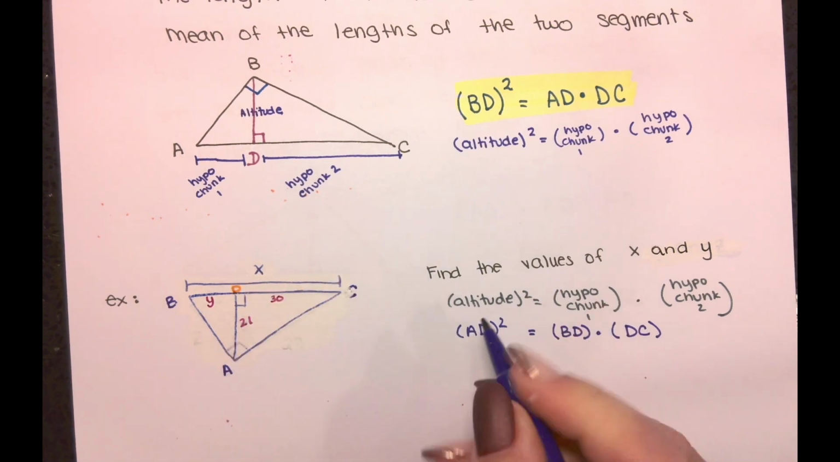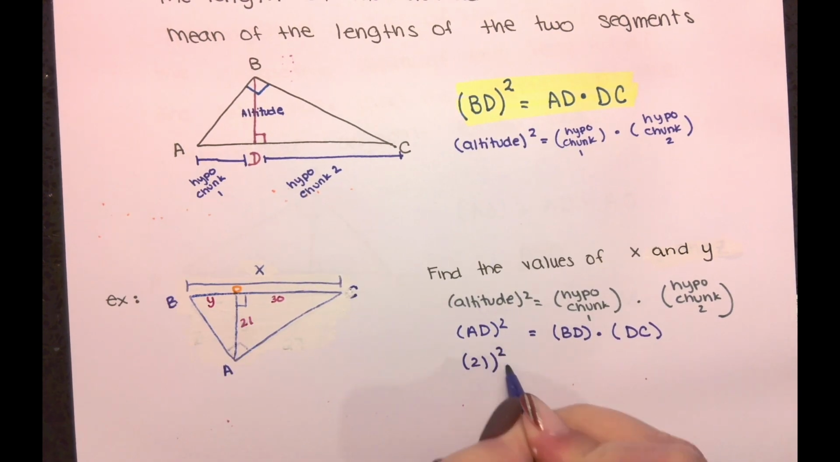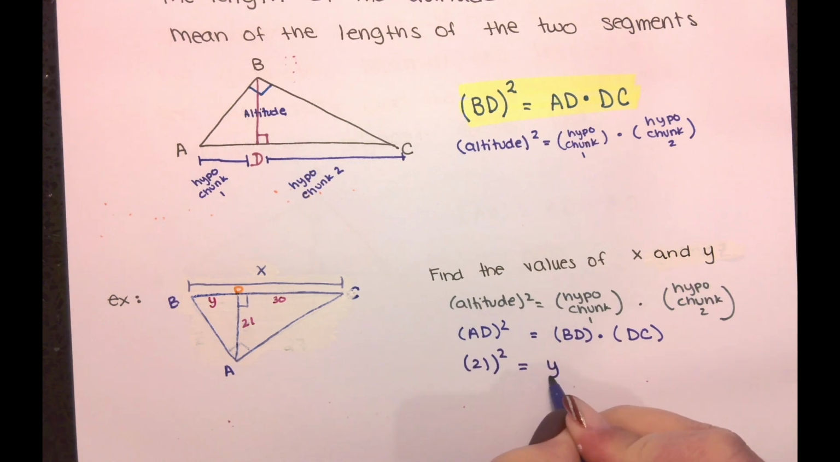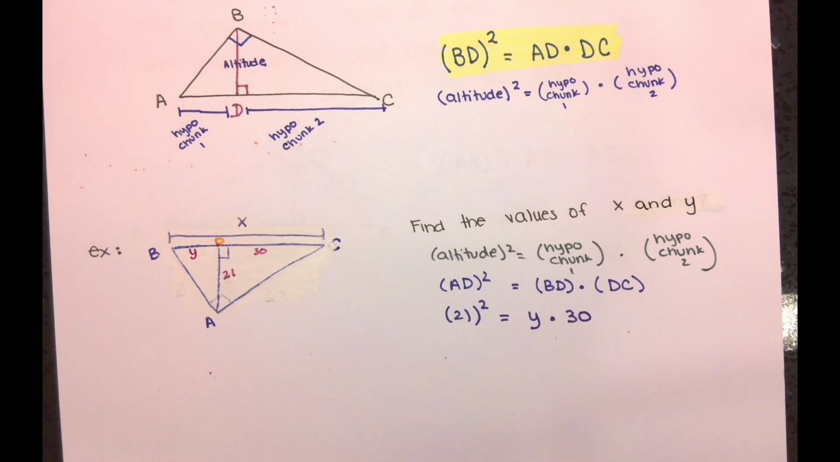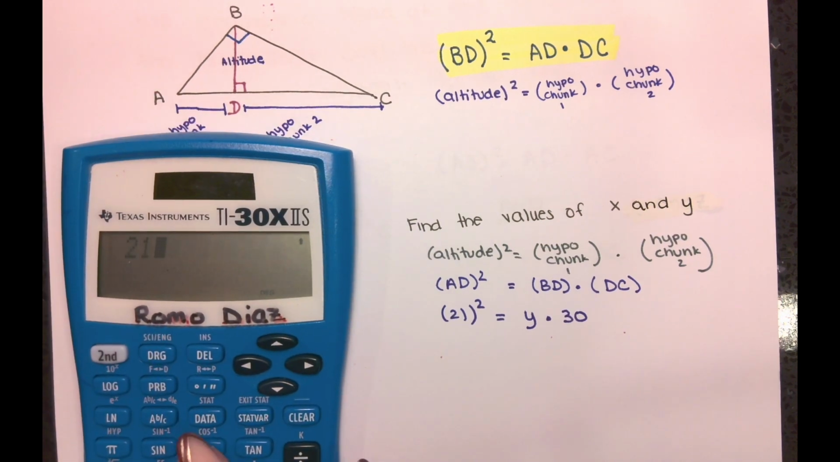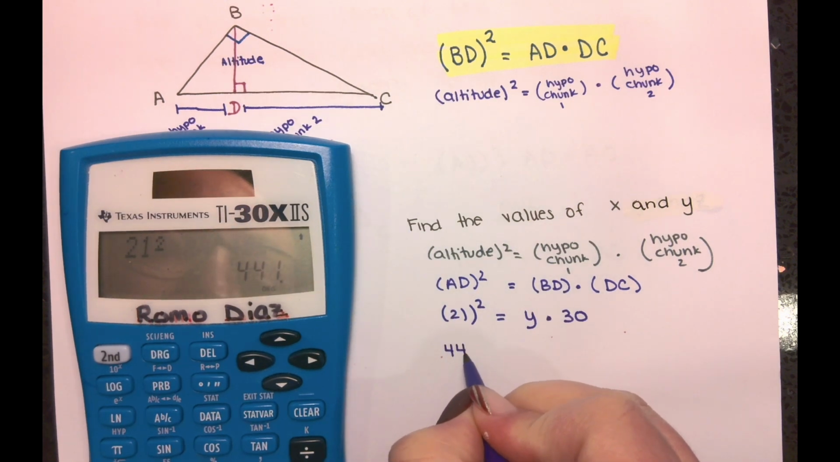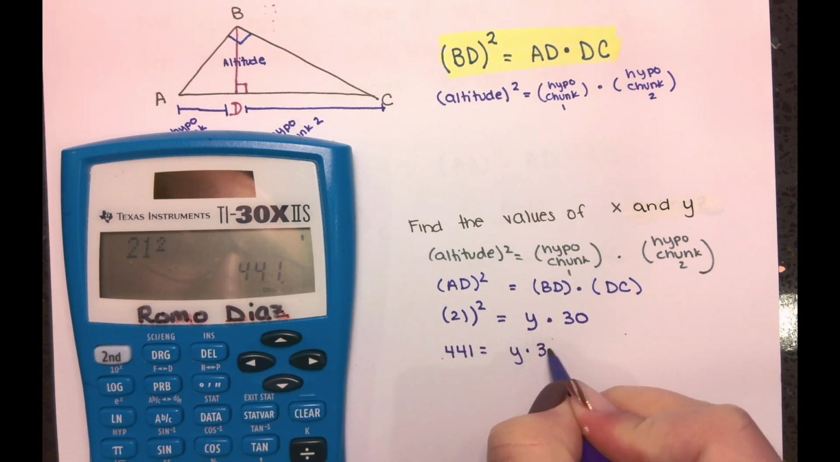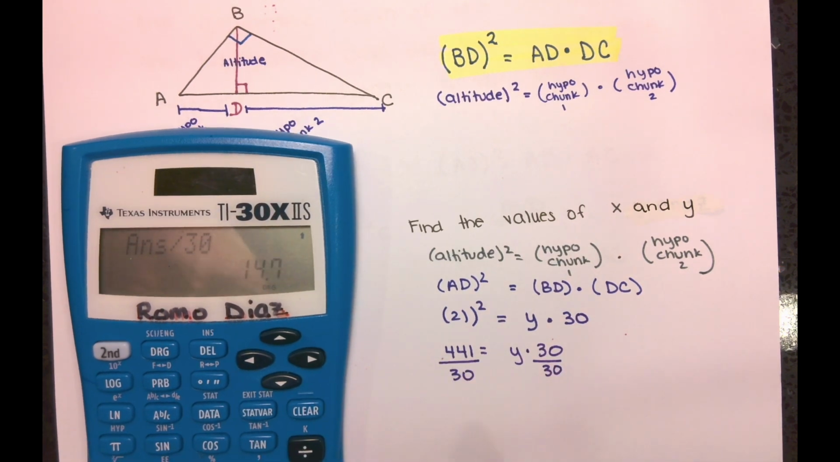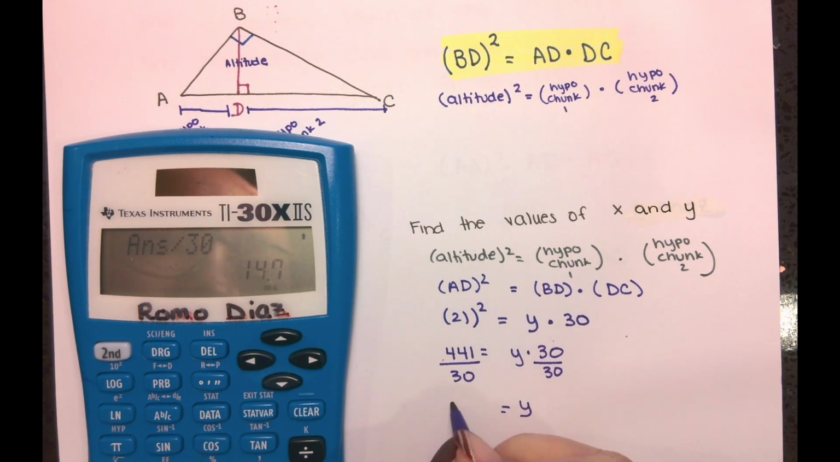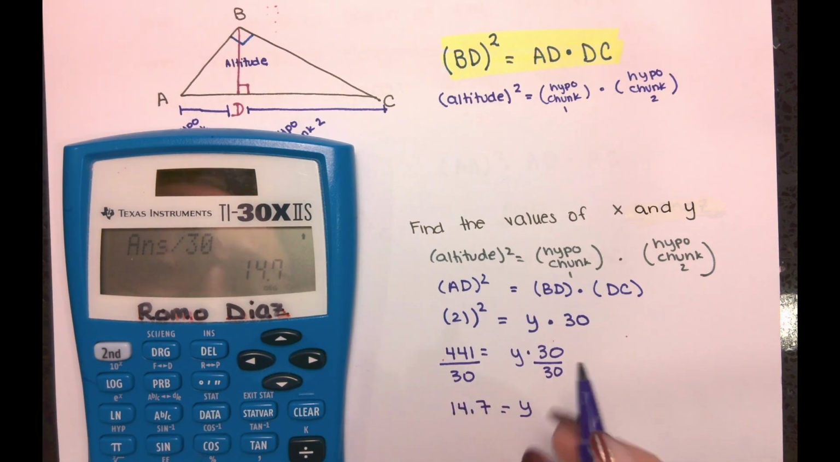So AD, our altitude, is 21 squared. The little chunk is Y. The larger chunk is 30. And so now we have set up an equation to solve for our Y. So we have 21. I'll cover this up so you guys can see my calculator. 21 squared is 441, which is equal to Y times 30, divided by 30. And that is 14.7.